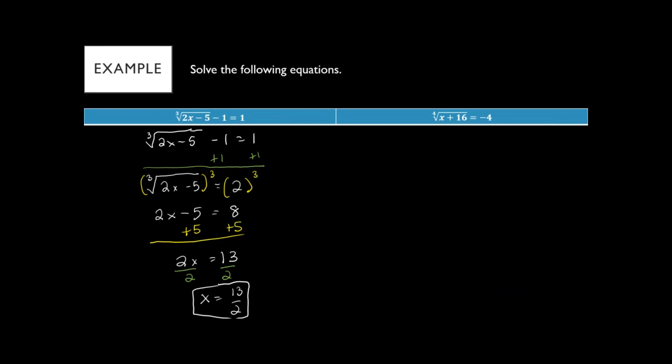Now let's look at the one on the right. We've got the fourth root of x plus 16 equals -4. So the first thing here is we've got an even root equaling a negative, and that tells us that there is no solution. But you can get that same answer by solving. So we will also go through solving to show you how you can do the solving process and get the same answer.